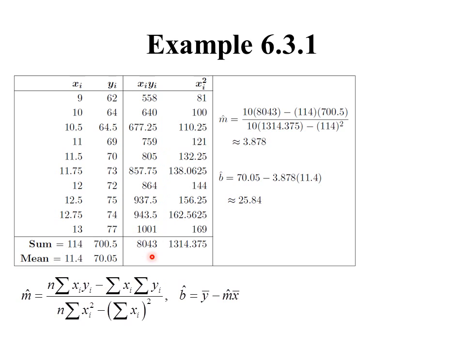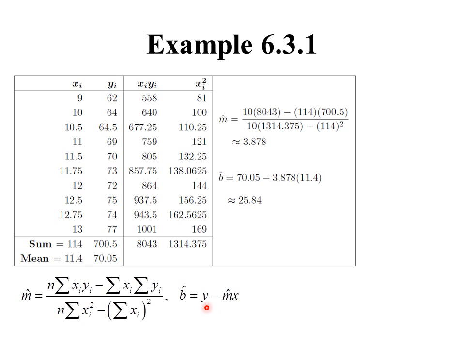Add them up, so this quantity is this right here. Next we need the sum of x, which is given right here. Then the sum of y, which is right here. Sum of x squareds. Here's our x squareds. We add them up. And then the sum of x quantity squared. And so we plug stuff into our formula right here. Do that arithmetic, and we get a slope of 3.878.